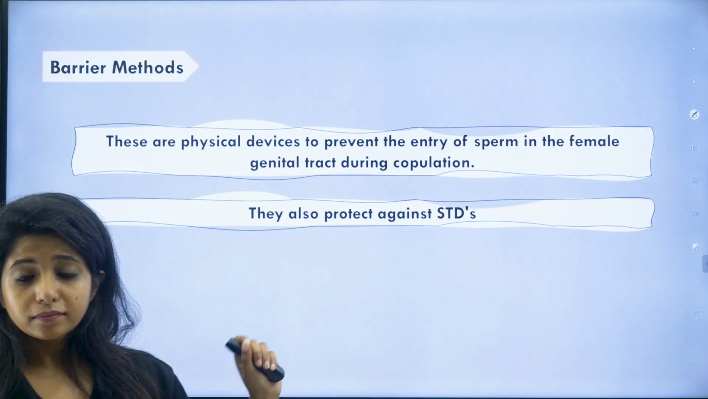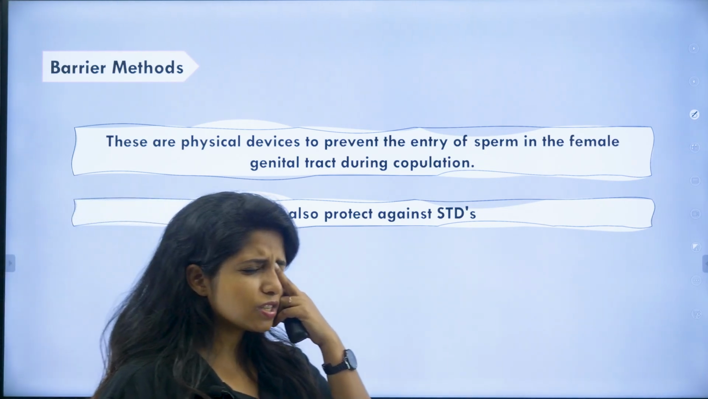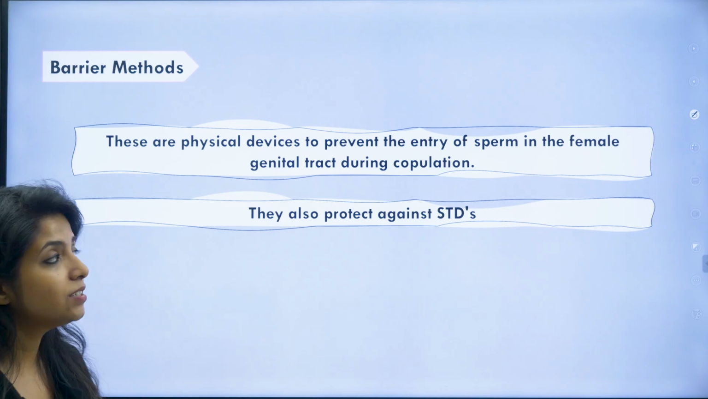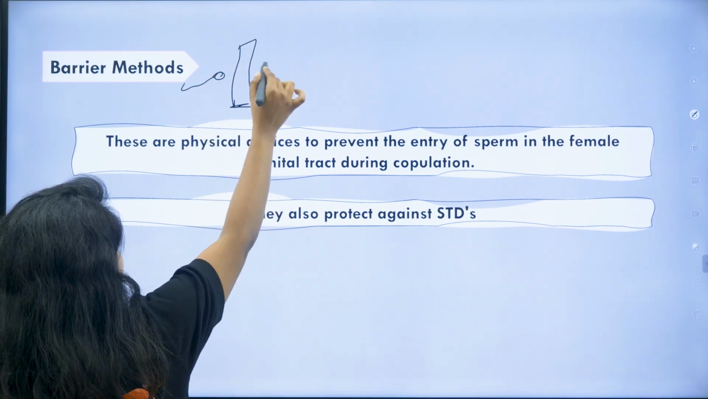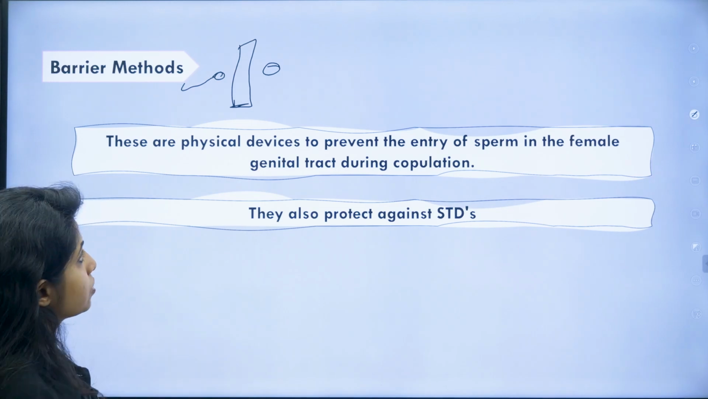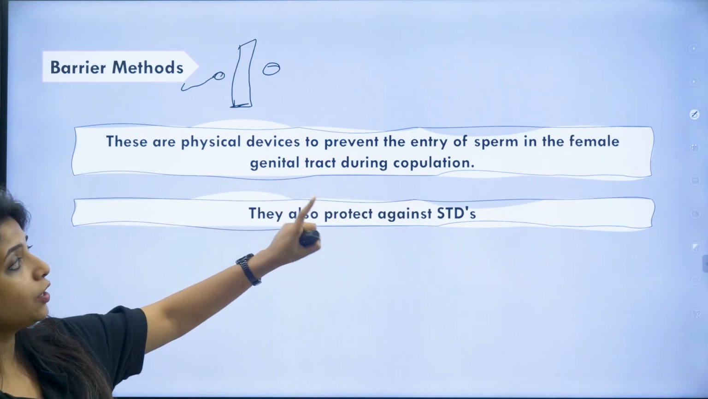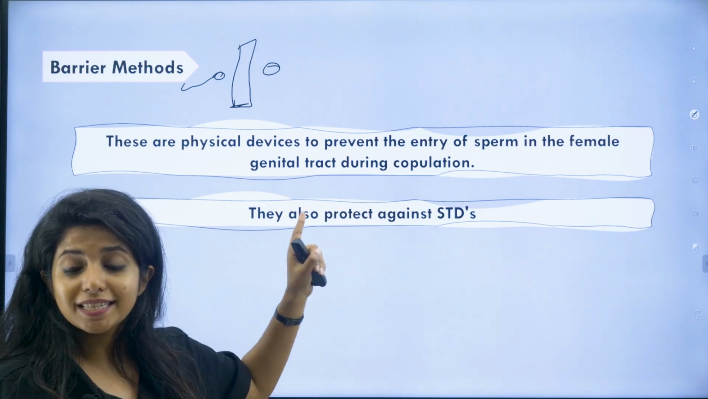Okay. First one, barrier method. You have to remember the names of the methods. It's very, very important. It is mostly repeated. As the term barrier suggests, it is going to form a physical barrier such that the sperm and the egg would not fuse. So there are physical devices to prevent the entry of sperm into the female genital tract during copulation, that is, during the sexual act. They also protect against STDs.